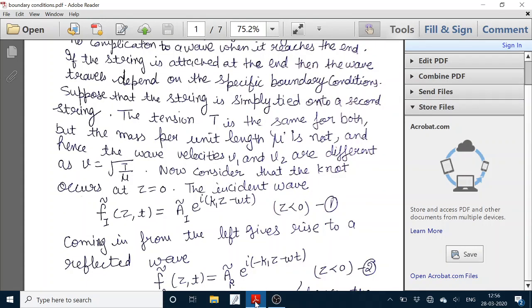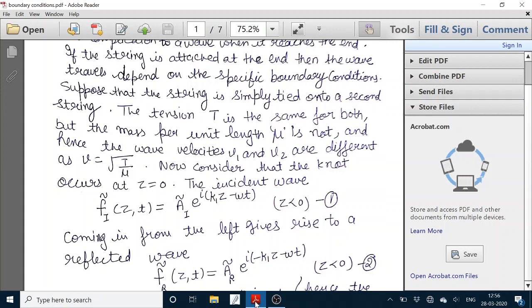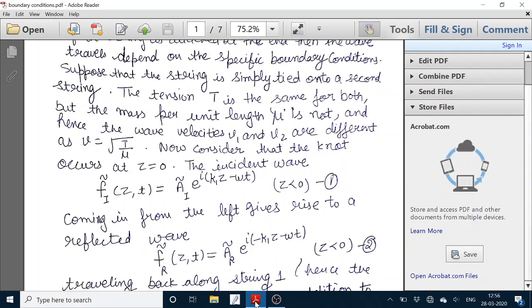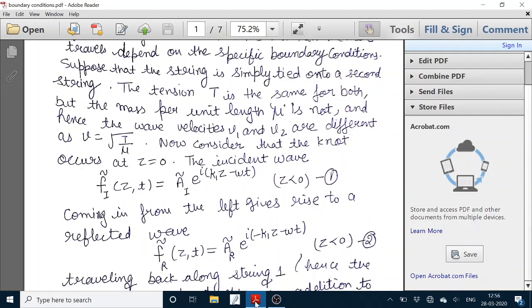As we know, velocity is equal to the square root of tension upon mass per unit length. So here we consider that the knot occurs at z equals 0. So the incident wave can be written as f_i, a function of z and t, equals A_i exponential i(k1 z minus omega t). This is for the region z less than 0.